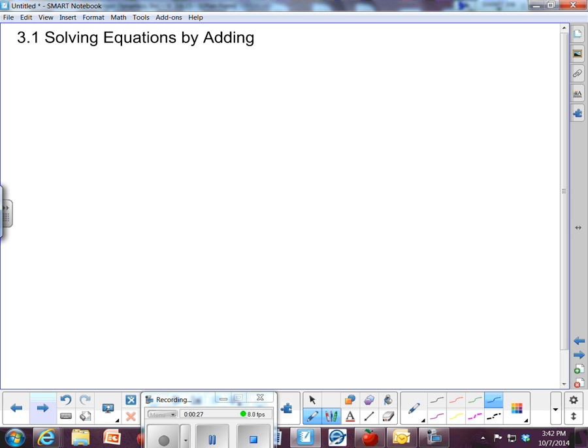So, solving equations by adding. All right, let's start off with a couple terms. First off, what is an equation? Basically, when you're talking about an equation, you're just talking about a mathematical sentence that contains an equal sign. So number one, equation: a mathematical sentence that contains an equal sign.